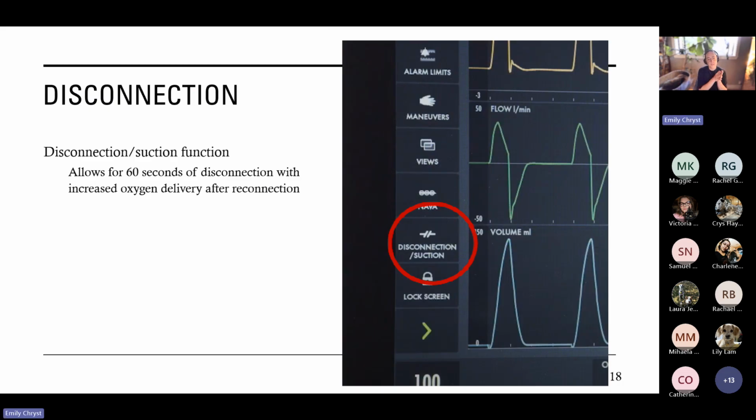On that note, we also have a disconnection/suction setting. This is when we might need to disconnect the patient for a very short period of time, 60 seconds or less. So if we're suctioning the endotracheal tube, we obviously have to disconnect the ventilator. We'll talk more about what that looks like later, but this allows us to do that. And then when we reconnect the patient, it gives an increased percentage of oxygen for a short period of time after we reconnect them.